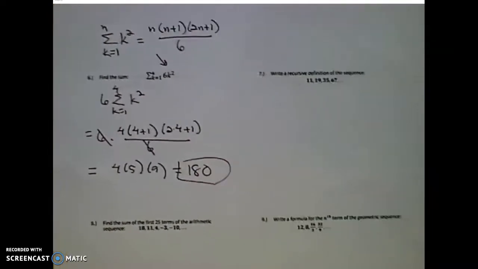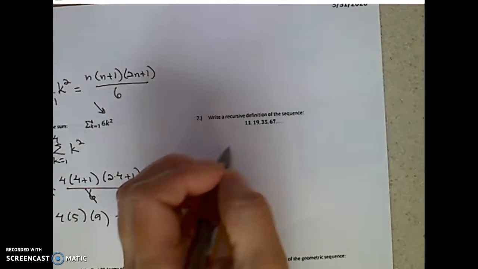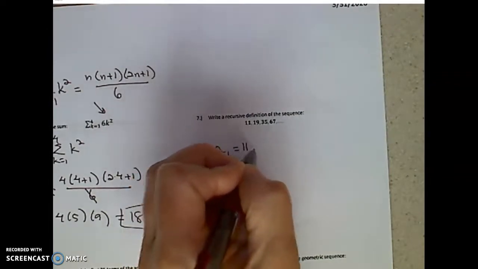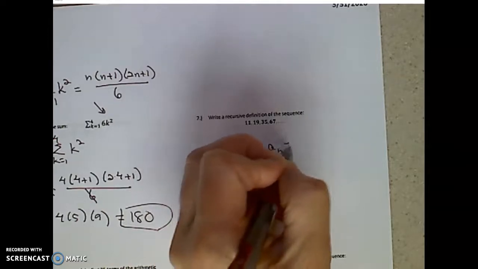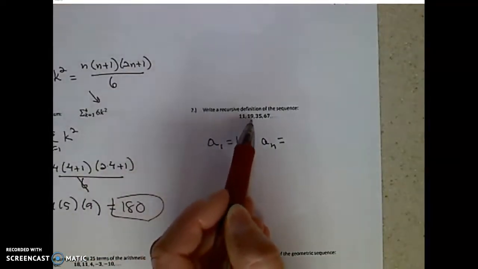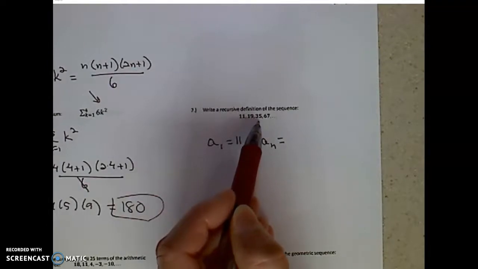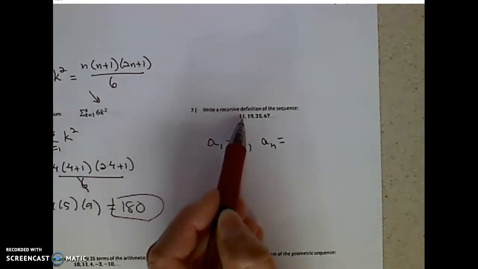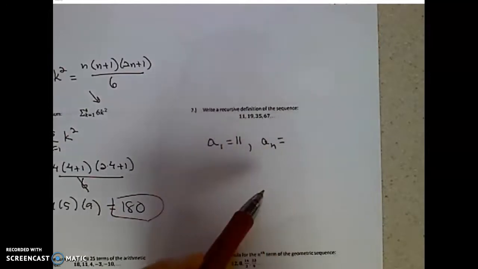And last but not least, write a recursive definition for this sequence. Recursive means tell me where to start. The first term is 11. And then for each subsequent term, define it in terms of the previous term. This is just kind of looking for that pattern. I add 8 to the first term. Can I add 8 to that term to get 35? No, it doesn't work. Can I double this thing? That'd be 22. No, that doesn't work.